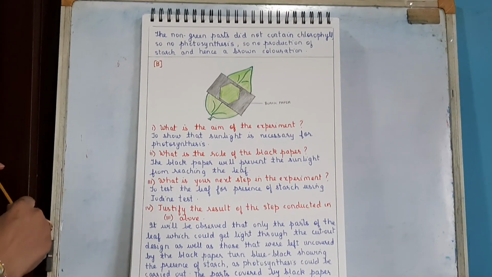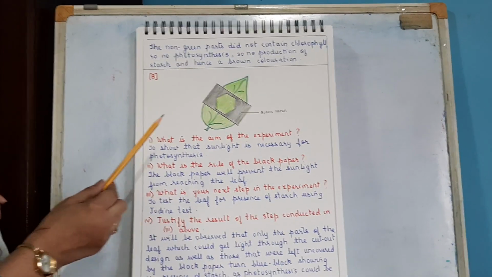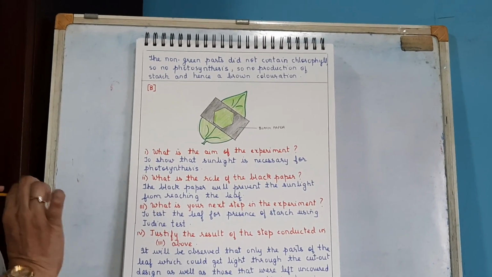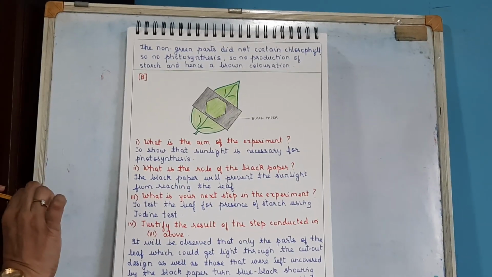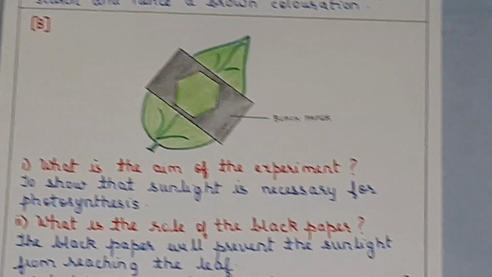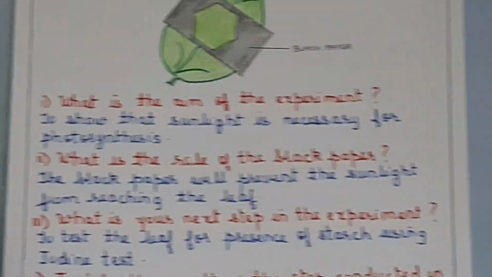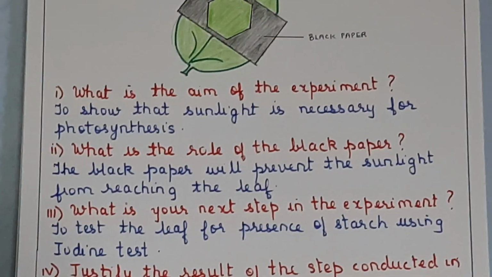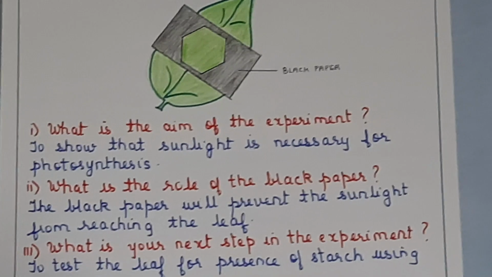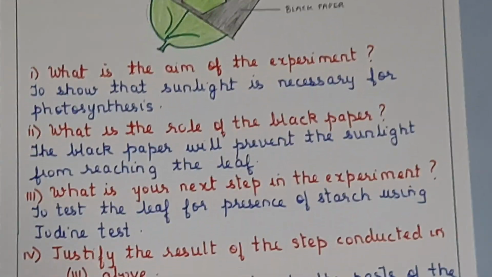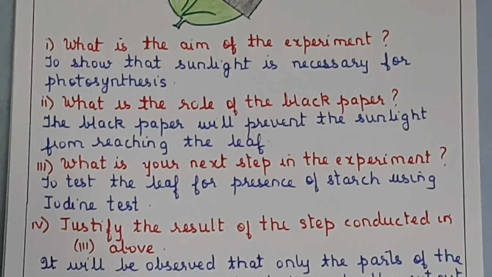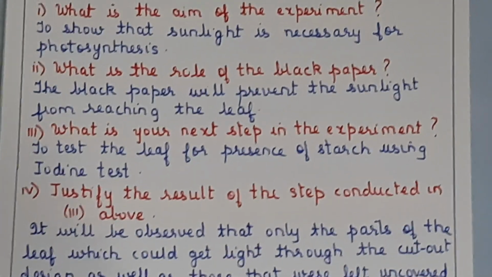Okay, now this is the next experiment. The moment you see a leaf with black paper, the aim of this experiment will be to show whether sunlight is necessary for photosynthesis. Now what will be the role of the black paper? Black paper will prevent the entry of the sun's rays, so that portion which is covered by the black paper will not receive any sunlight. And again, the next step will be to test the leaf for presence of starch using the iodine test, and the observations.